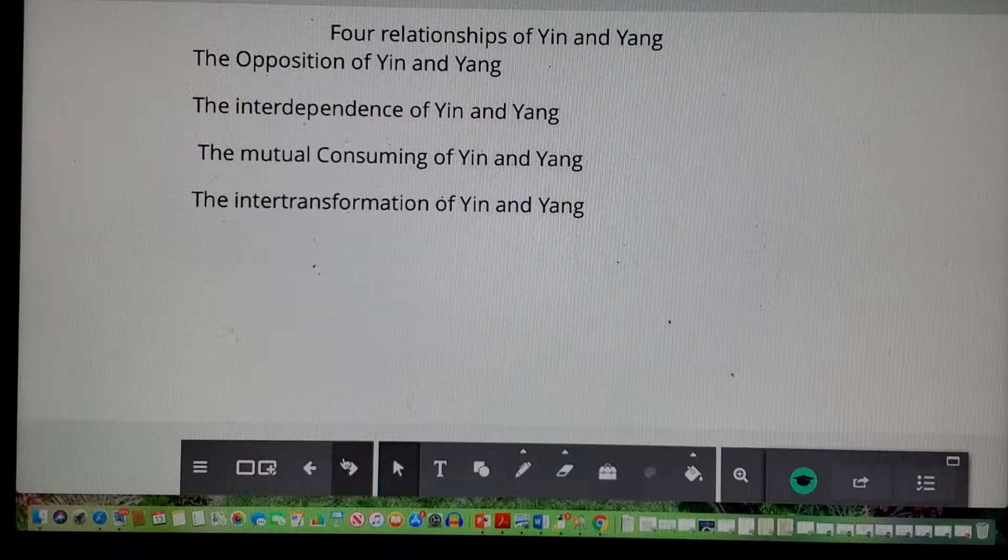And there's an interdependence. Yin depends upon yang, and yang depends upon yin. You can't have all yin or all yang, because life cannot exist in extremes. You have the mutual consuming of yin and yang. So as yin consumes yang, yang consumes yin, and one goes into the other. And if everything is holistic and balanced, then it flows. And you have intertransformation of yin and yang. That means yin is always turning into yang, and yang is always turning into yin.